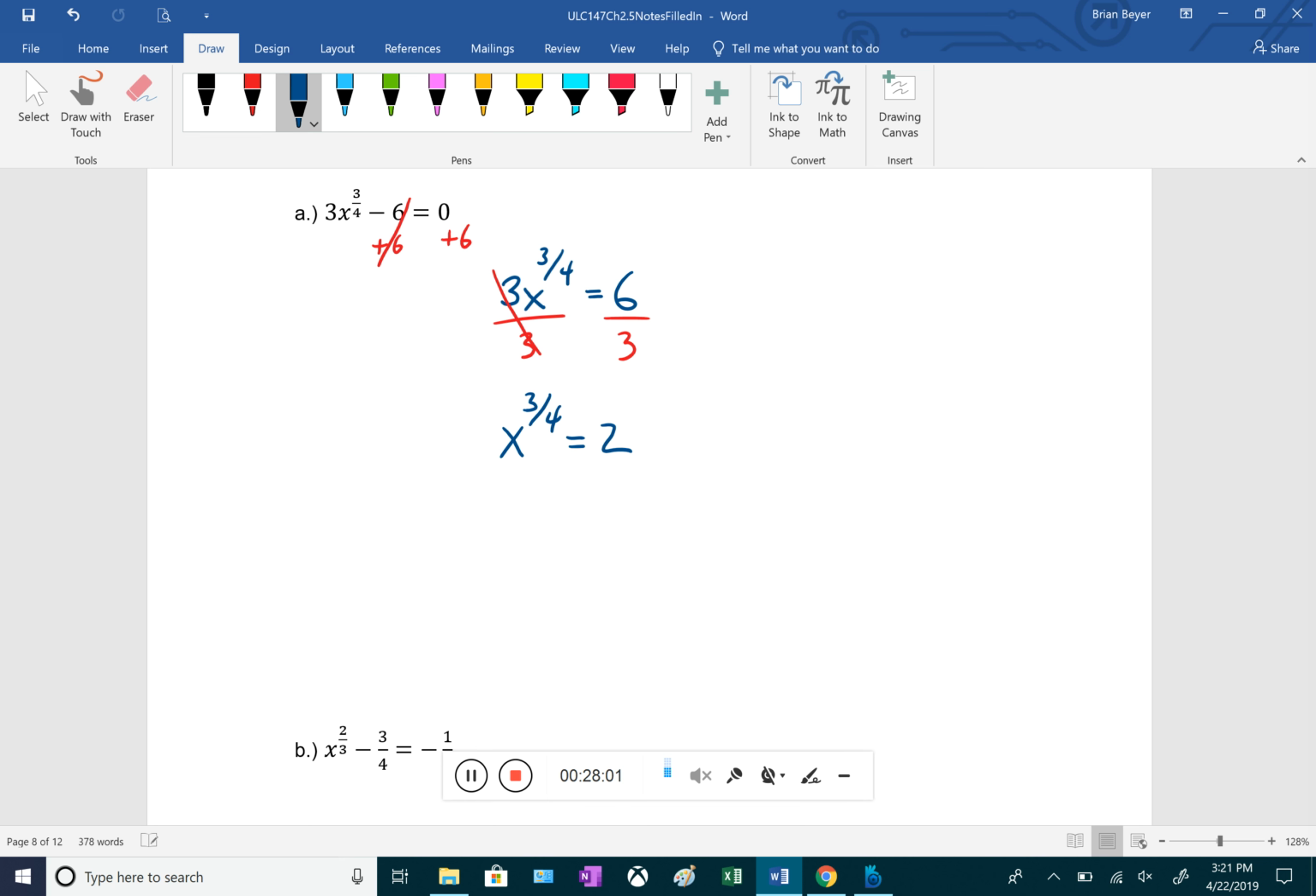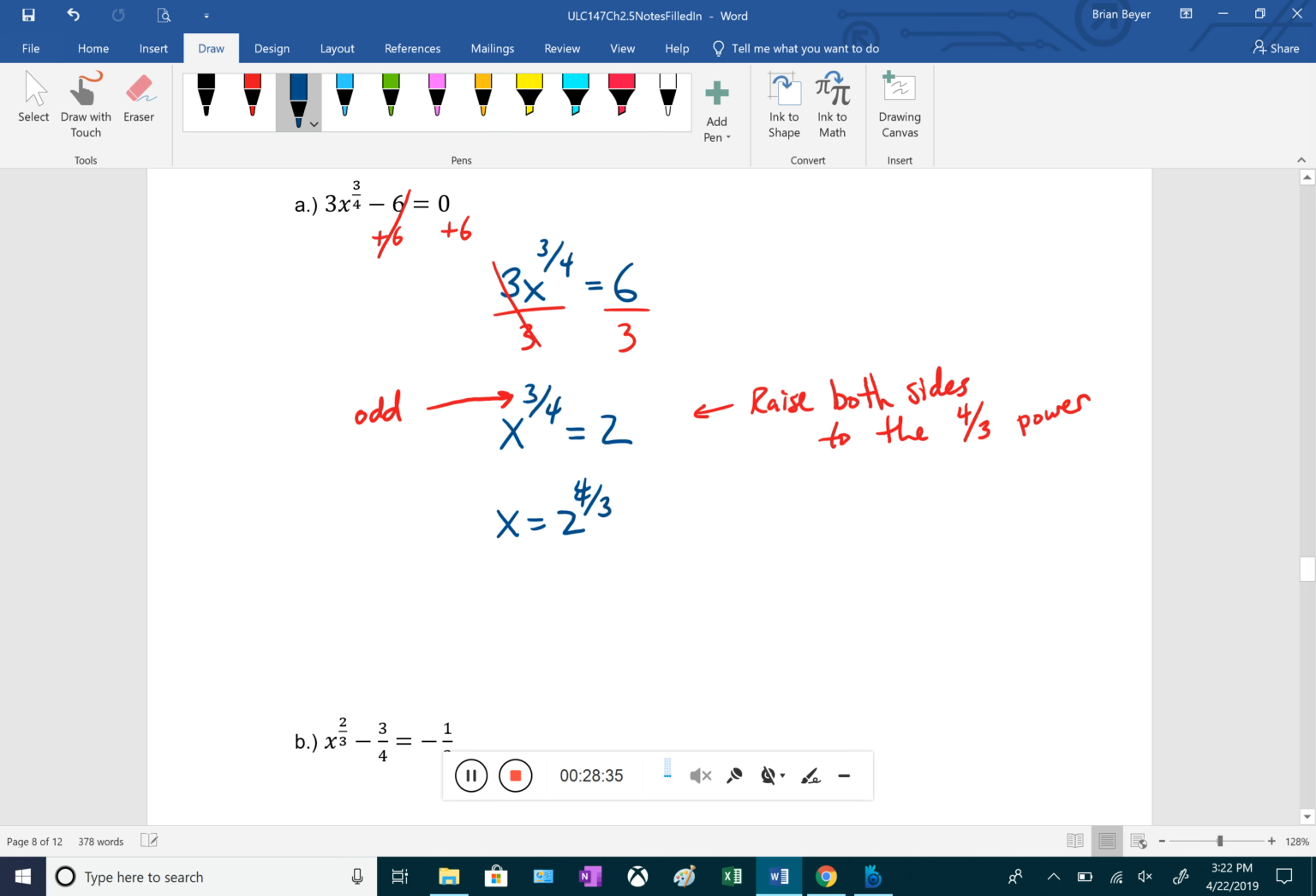And now we're going to raise both sides to the 4/3 power. Raising this side to the 4/3 will cancel that exponent, which is our whole point of doing that. Before we even do that, let's take a look at this. The numerator in the exponent is odd. So we're only going to get a positive answer here. We're not going to get plus or minus. So raising both sides to the 4/3 will give us x equals 2 to the 4/3.